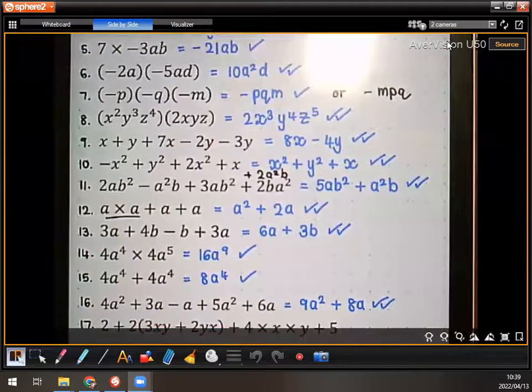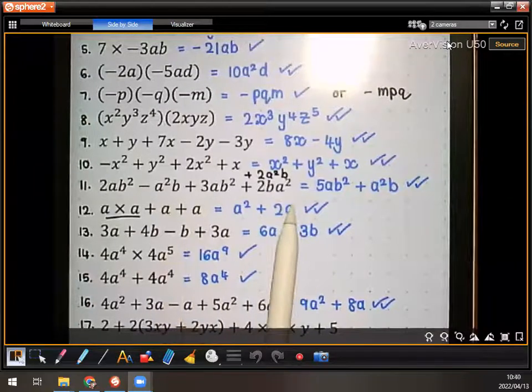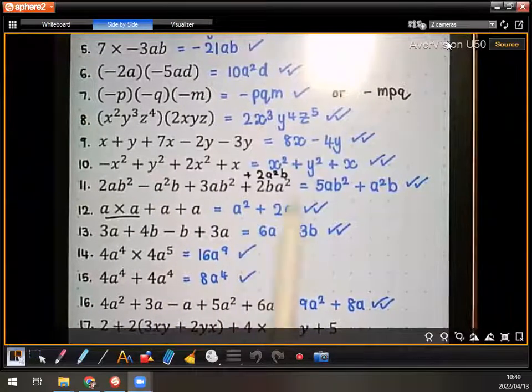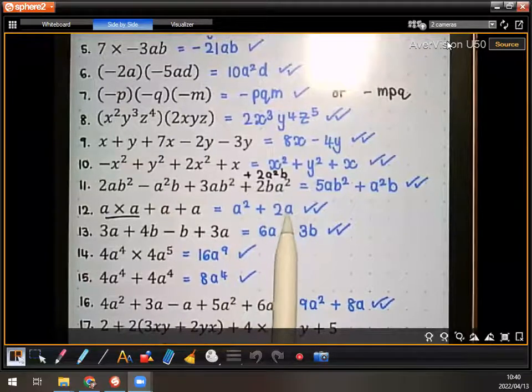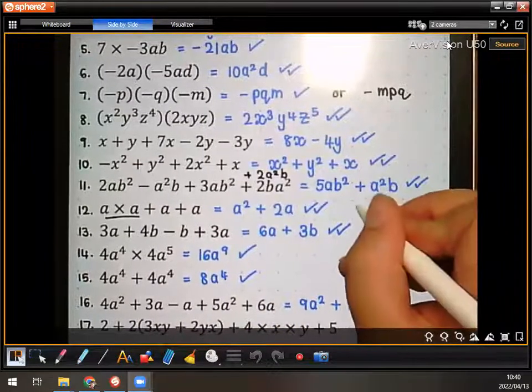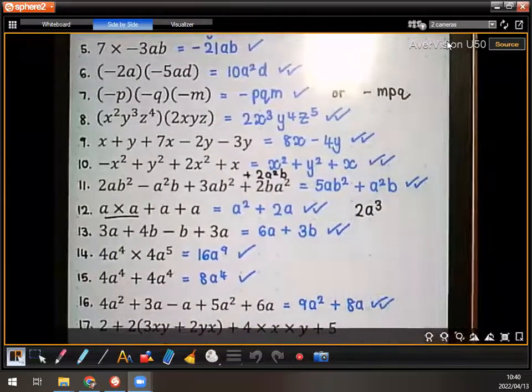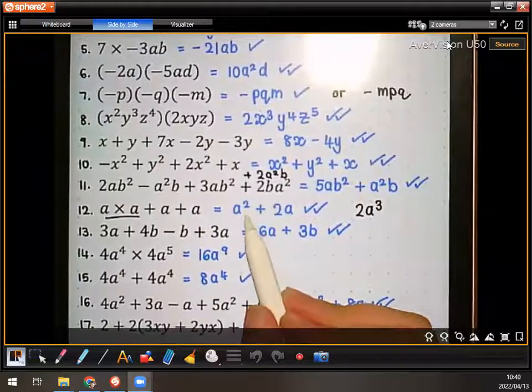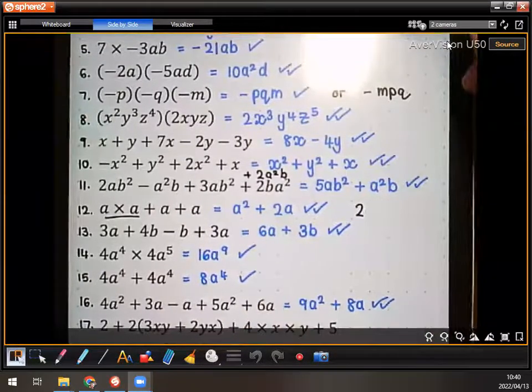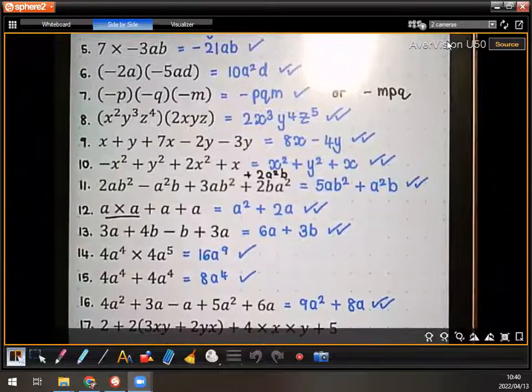A times A you have to do first. That's A squared. And then A plus A is 2A. Now, this is another question where many of you got this and then you thought that doesn't look right. It's two terms. Let's times them together. Let's say, okay, that's 2A cubed. So guys, that's a plus, not a times. Okay, that's what I want you to learn from this. Because when they ask you to add, you just add. Okay, you don't change it to a time.